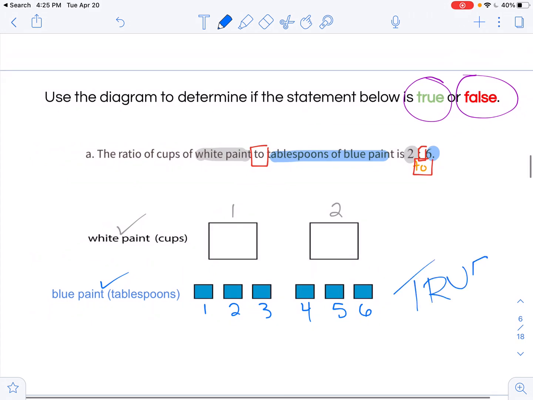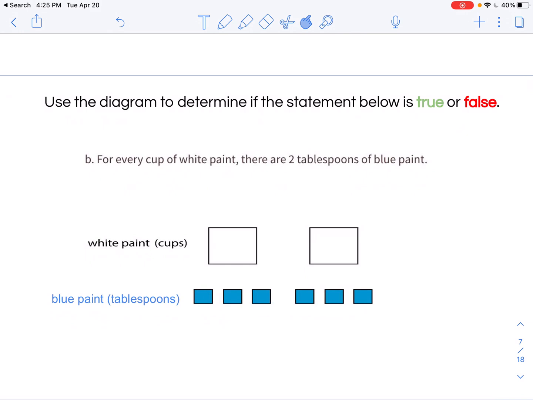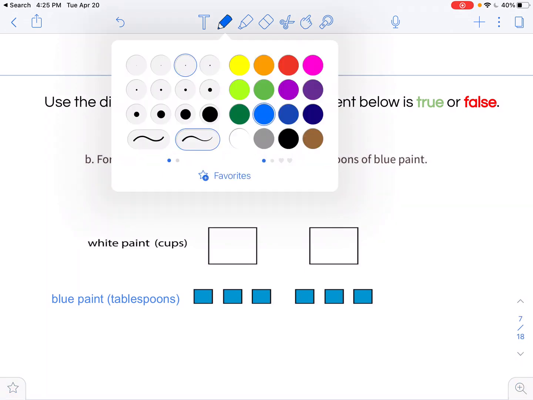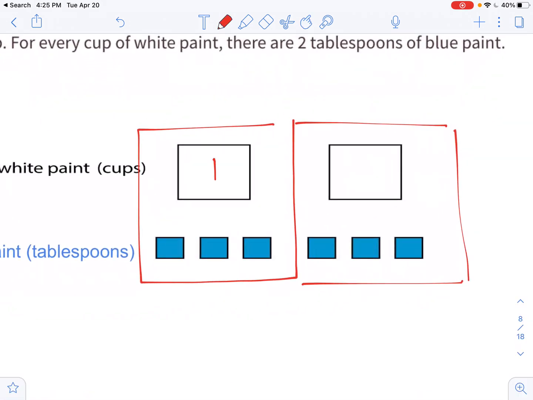true. We're going to use the same picture for the next statement. Statement B says, for every cup of white paint, there are 2 tablespoons of blue paint. So you might notice that this is already kind of separated here. If I put a box around each, I can see that I make 2 equal groups. And each group has 1 white and 1, 2, 3 blue. On the right, you can see 1 white and 1, 2, 3 blue.